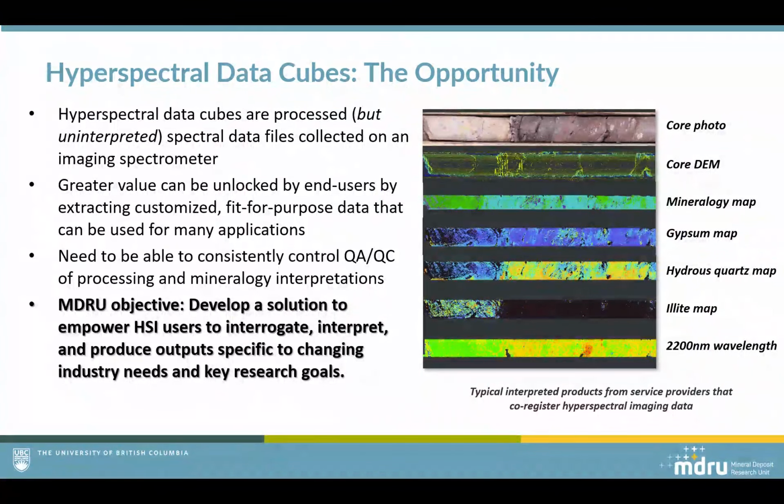One of the key things that we see moving forward with this is the ability to consistently control the QA/QC of processing and the mineralogy interpretation. This becomes really important when you're dealing with different data sets at different stages in your exploration or mining or geometallurgy programs. So our objective at MDRU is to develop a solution to empower hyperspectral imaging, or HSI, users to interrogate, interpret, and produce outputs that are specific to your changing industry needs and key research goals.